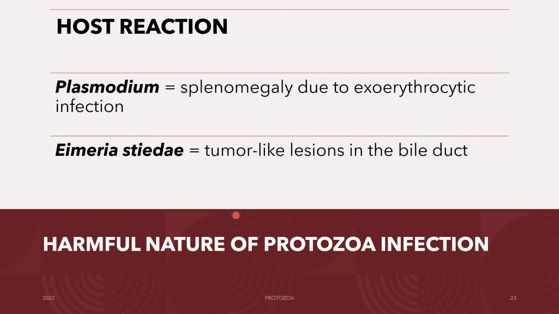In the case of the Plasmodium, it can cause the development of splenomegaly or the enlargement of the spleen due to its exoerythrocytic infection. In the case of Eimeriaceae, it can cause tumor-like lesions in the bile duct.